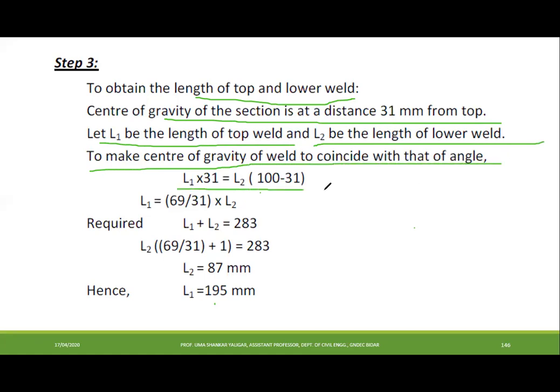L1 into 31 is equal to L2 into 100 minus 31. With this expression, you can keep L1 in terms of L2. But we know that L1 plus L2 is equal to 283, already calculated. If you substitute L1 in terms of L2 here, you will get L2 as 87 mm and L1 as 195 mm. And the same thing you have to show by the diagram.